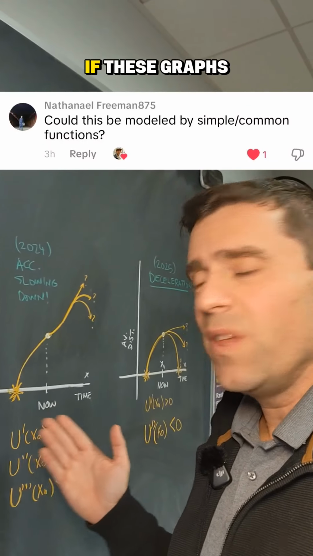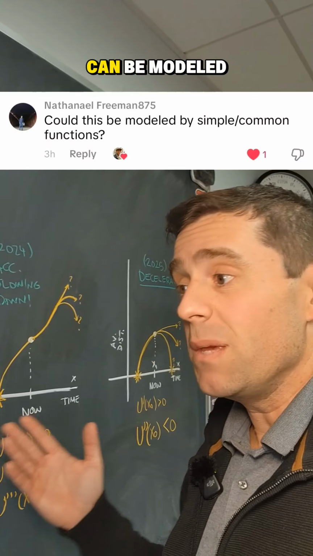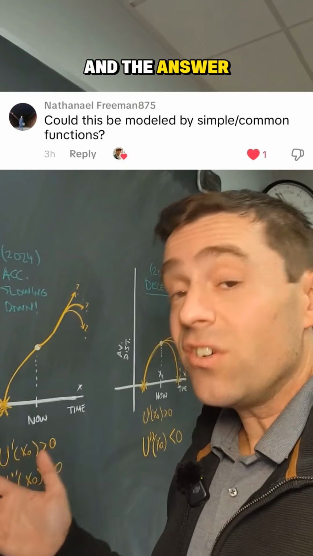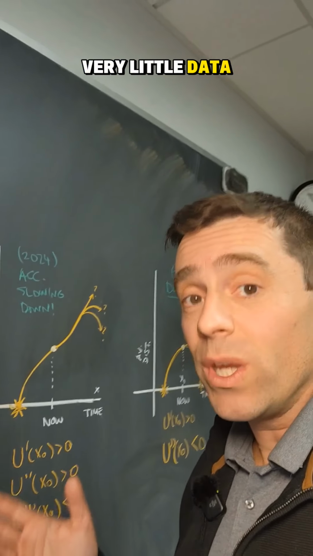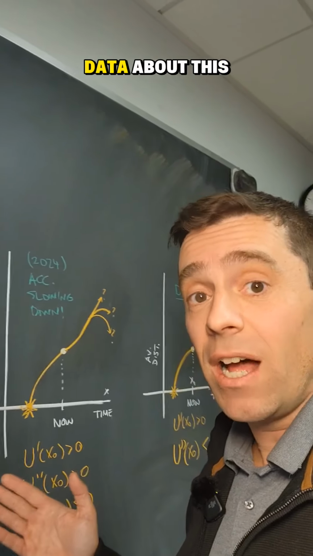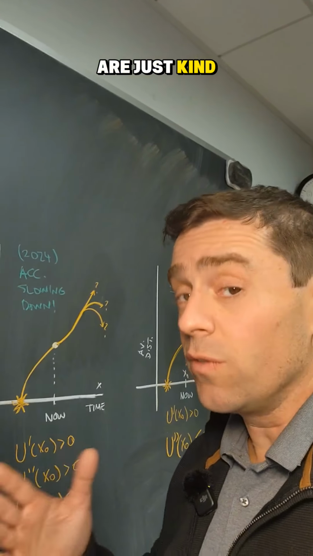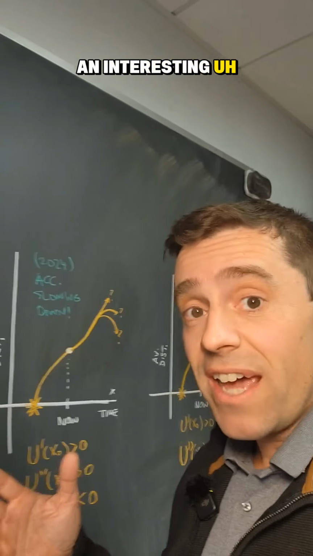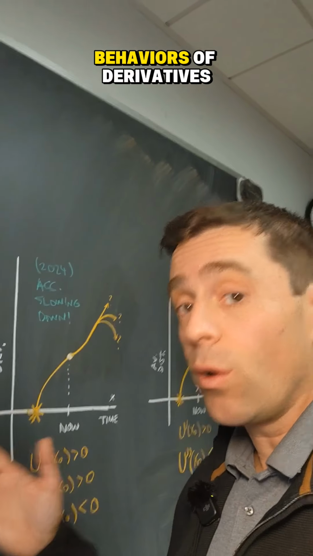Somebody asked me if these graphs that I came up with to explain the expansion of the universe can be modeled using simple functions. And the answer is yes, but we have so very little actual data about this function that those models are just kind of meaningless. But it is an interesting exercise to try to come up with functions that match these behaviors of derivatives.